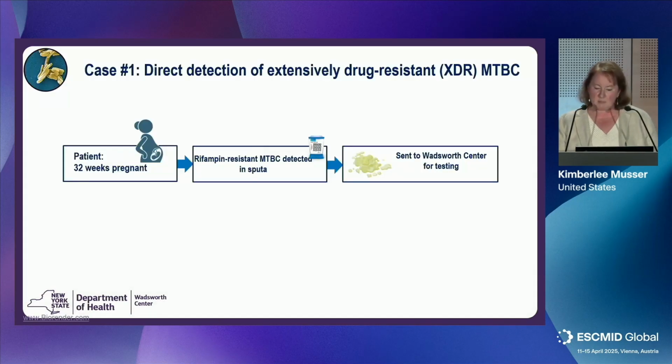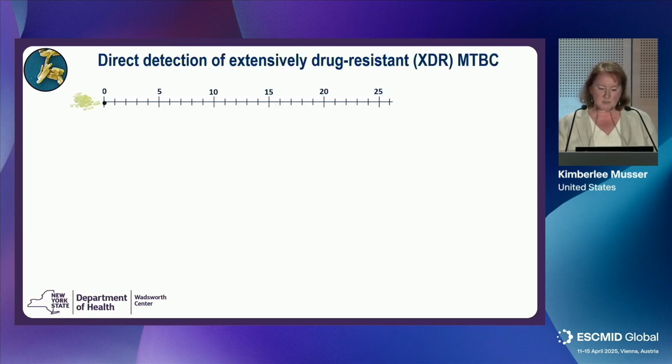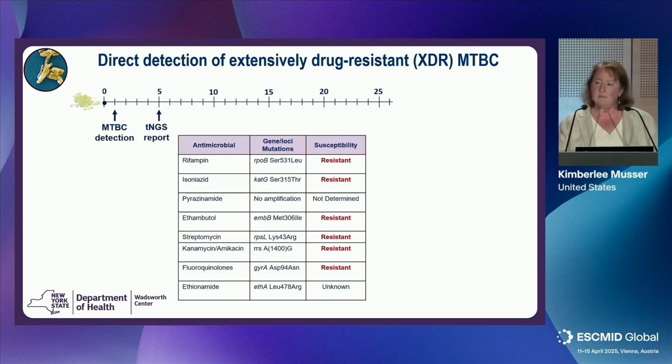And so a couple of examples I wanted to tell you about. In this one case, we had a 32-week pregnant woman. She was rifampin-resistant TB on the Cepheid test in a sputum sample, and this was sent to us at Wadsworth Center. We received the sample on a Friday, and the next day we were able to have a PCR detection. And on day 5, we had a targeted NGS run, and we could see that this was a highly resistant strain. We saw these mutations, and we had this interpretation.